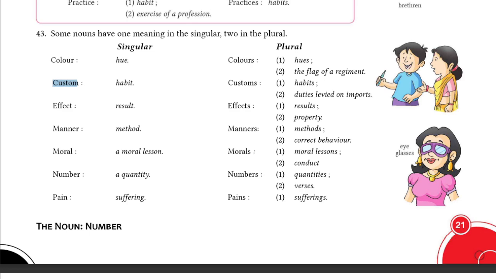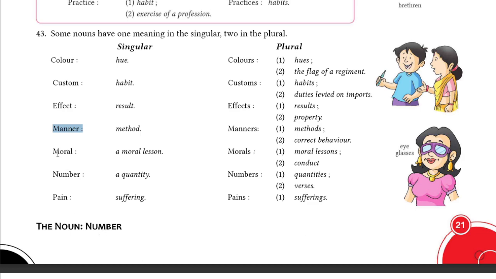Effect, singular form, has only one meaning, result. Its plural form is effects. It has two meanings, results and property. Manner, singular form has only one meaning, that is method. Manners, its plural form, has two meanings, methods and correct behavior. We say to people, please have manners, please have some manners.